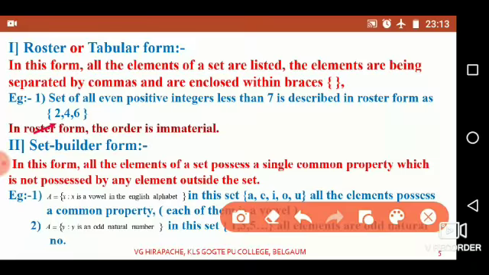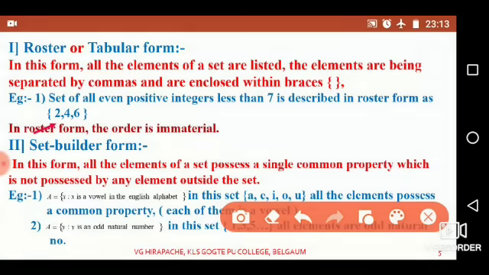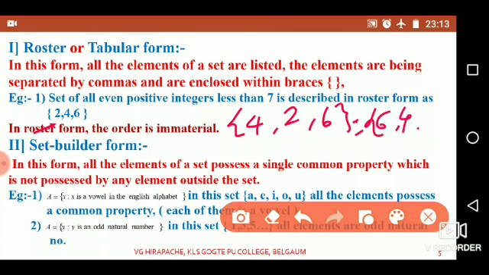In this case, the order of the elements is not important. The same set we can represent as {4, 2, 6}. These are the members of the above set which are even and positive integers which are less than 7. Or one can write the elements of the set as {6, 4, 2}. As I told you, the order in this case is not important.